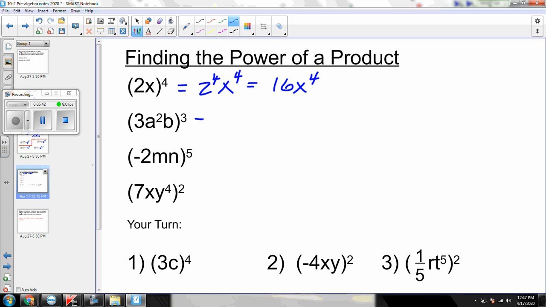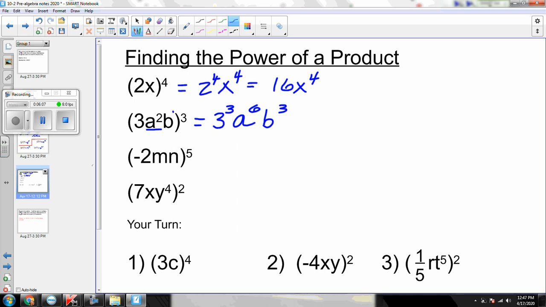On the second one, since 3, a to the second, and b are all in parentheses, you're taking them all to the 3rd power. So I would have 3 to the 3rd. But then if I take a to the 2nd to the 3rd, if I take a power to a power, I multiply the exponents, 2 times 3 to get 6. Then I would have b to the 3rd.